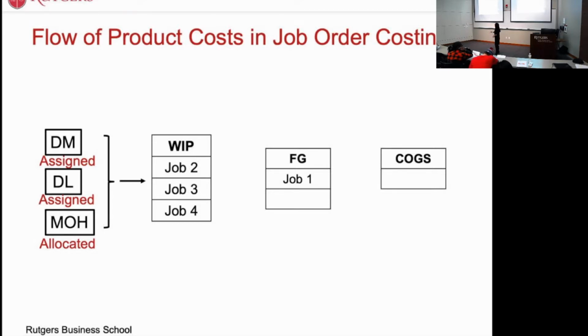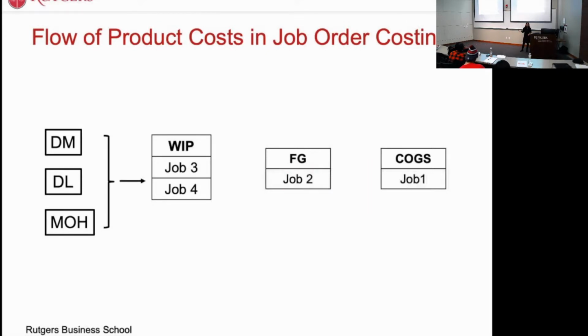So here, it just means that we assign the direct costs to the working process and allocate overhead, which is indirect, to the working process. And now, if the working process, let's say job number 2, is finished, it will be moved from the working process to the finished goods inventory, right? And then let's say if we sell one of the jobs in the finished goods inventory, let's say job 1, then it will be expensed in the cost of goods sold account. Right? So that's how the cost flows.